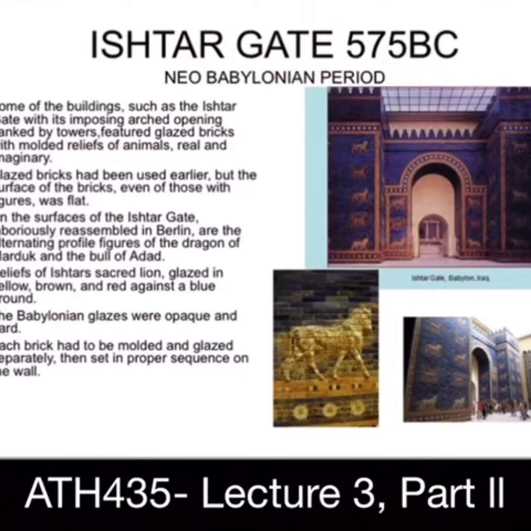So we are now discussing a building called Ishtar Gate. So kita sedang bincangkan satu seni bina, seni Mesopotamia yang dipanggil Ishtar Gate. 575 BC, 575 sebelum Masehi. This architecture is an example of Mesopotamian achievement in ceramic. Inilah satu kejayaan orang Mesopotamia dalam penghasilan ceramic.